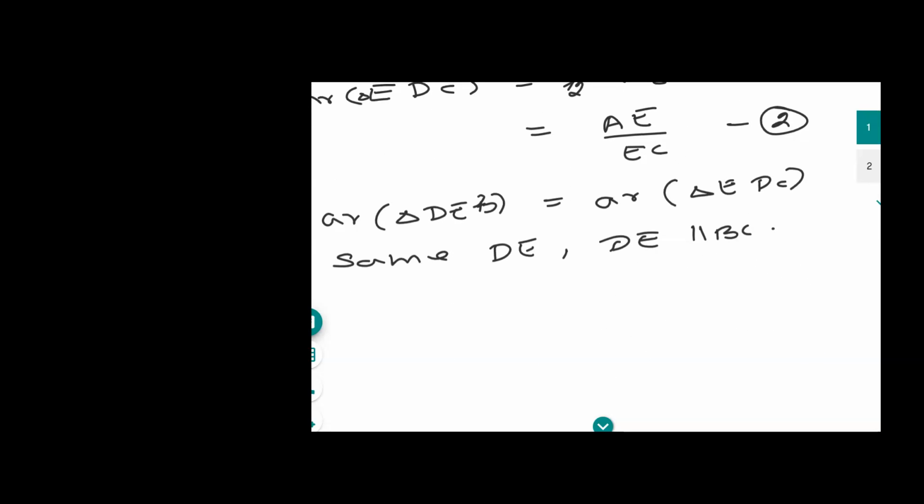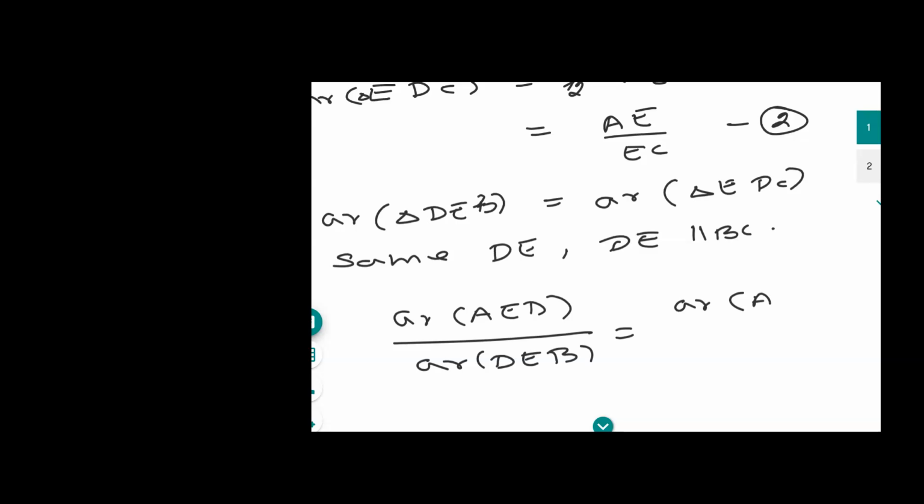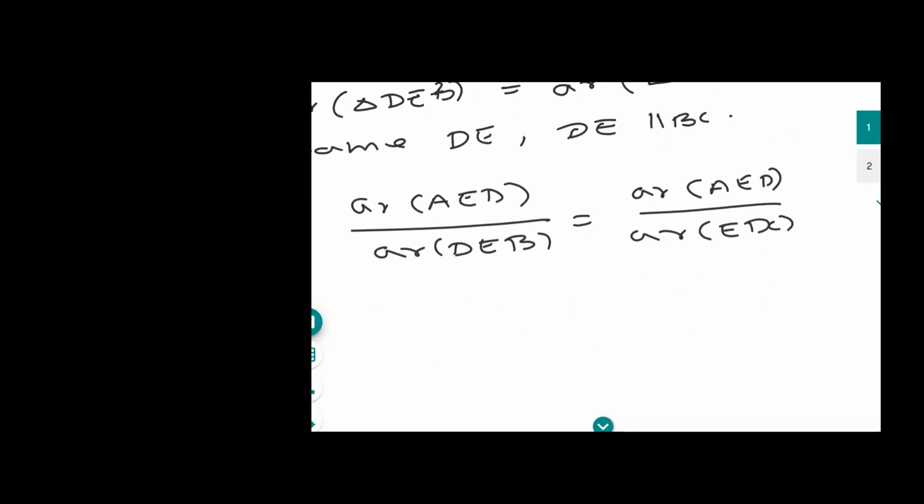Therefore, from 1 and 2, we get area of AED by area of DEB is equal to area of AED divided by area of EDC, which is nothing but AD by DB is equal to AE by EC.